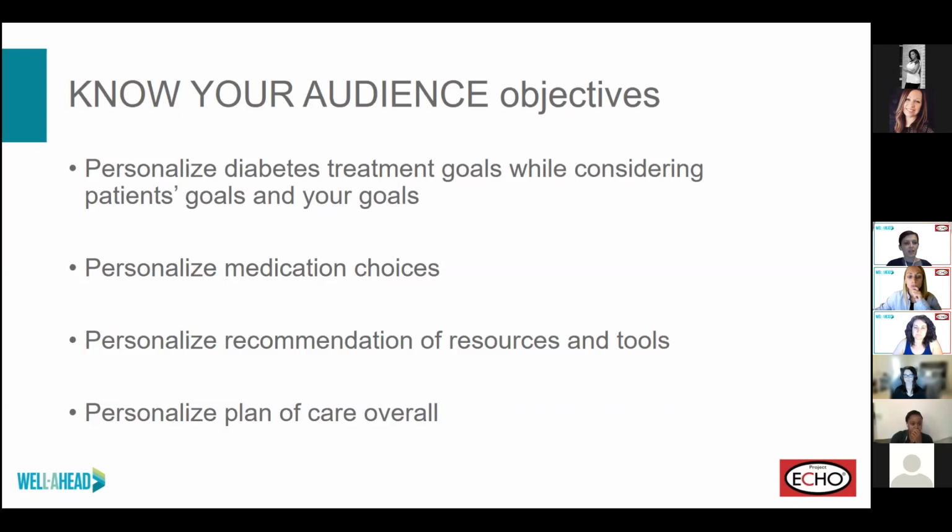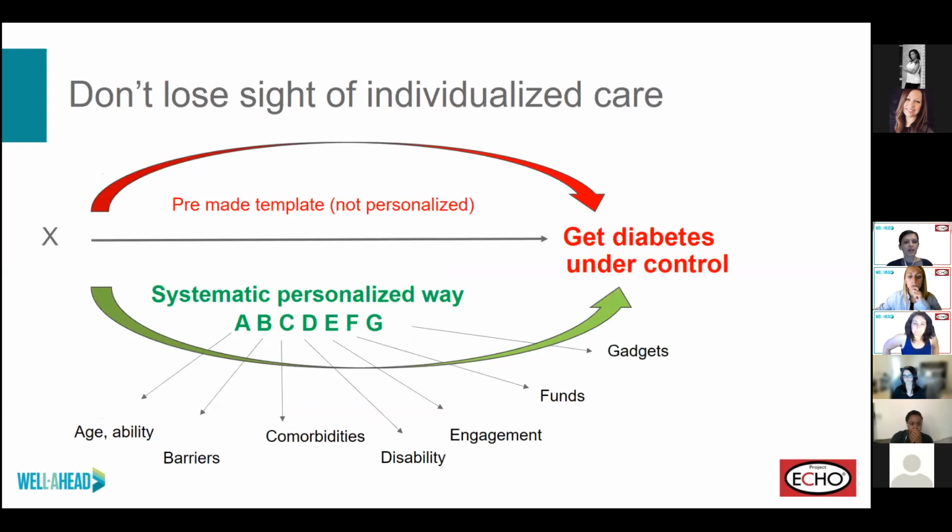On the next slide, I made up this little graphic. If you start at a point X and you want to get diabetes under control, whatever that means, the red is really not what we want, because not everybody should be the same. It's not personalized to just have a template. The green is where I would like us to think when we think of treatment of diabetes.